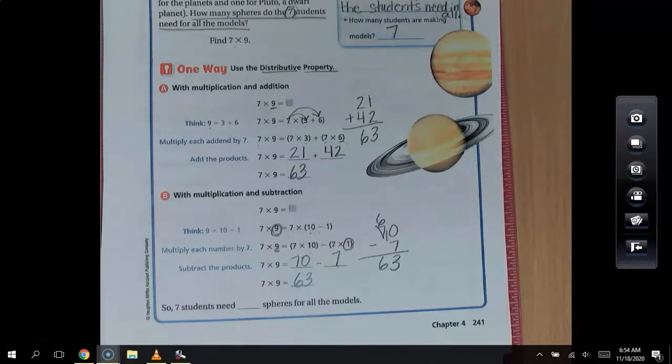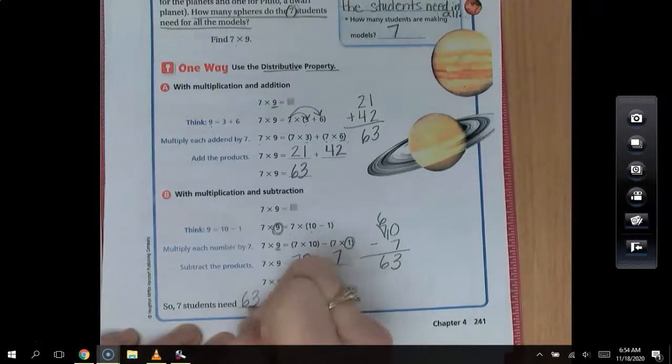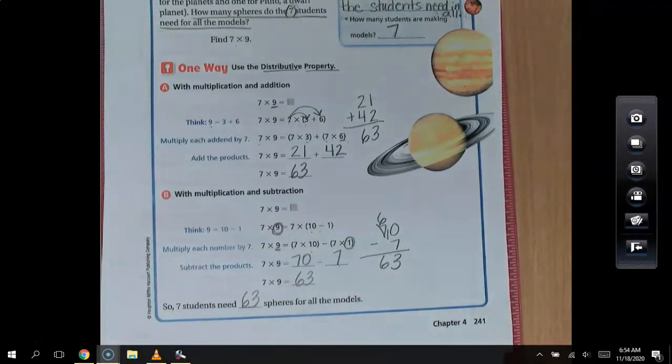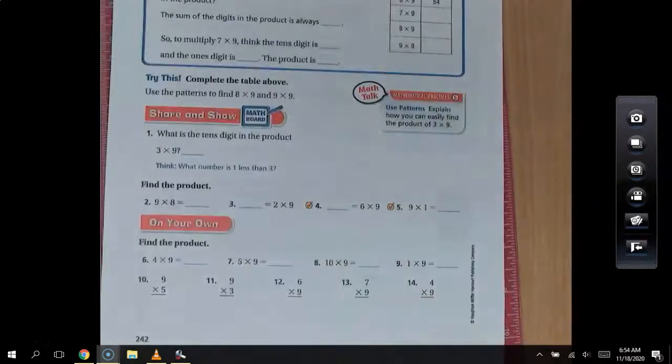But I am going to show you a simpler way to multiply by 9s in a little bit. So 7 students need how many spheres for all the models? You got it, 63. So hopefully by now you know 7 times 9 equals what, boys and girls? 63. Okay, go to page 242.